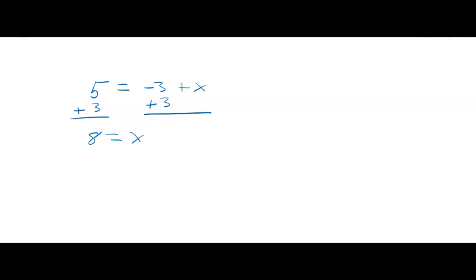Well, I go back to the original problem, and I replace the variable, the letter, with the number I found. And I'm checking to see if this is correct. Okay, so this is checking. Does 5 equal negative 3 plus 8? Yes, it does, so my work is correct. That's how you can check your work on these. All right, so that's solving single-step equations with addition.